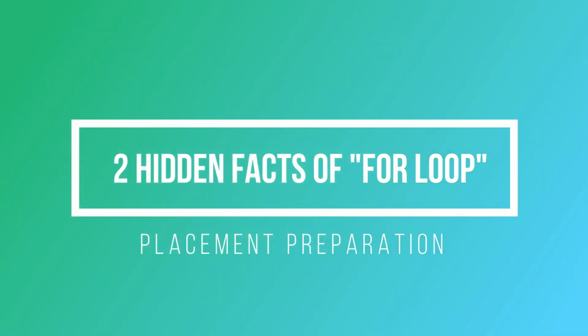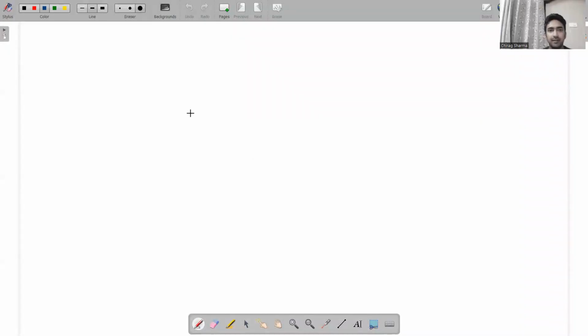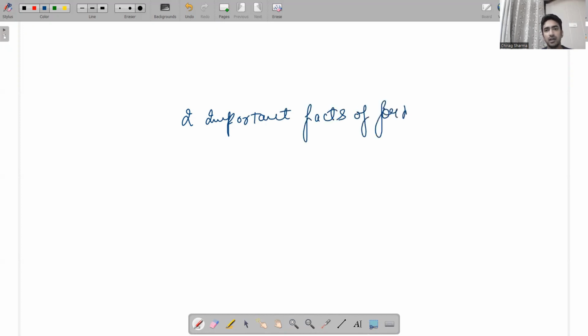So in today's video, we will be discussing two major important facts of for loop. Guys, this is also applicable for while loop also. So I'll just discuss one of the very important facts.